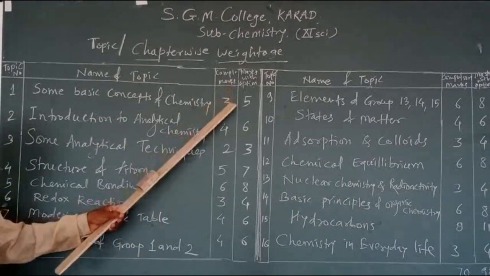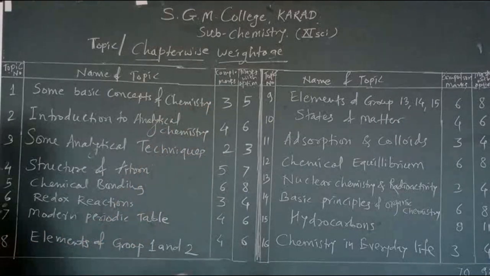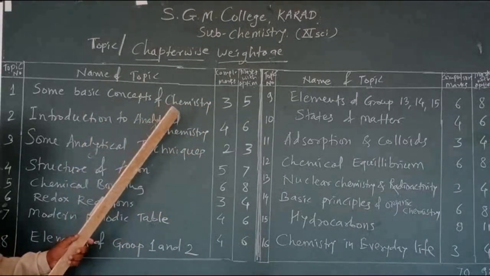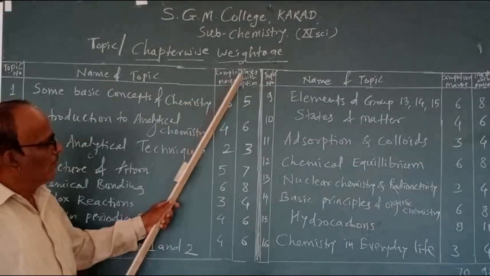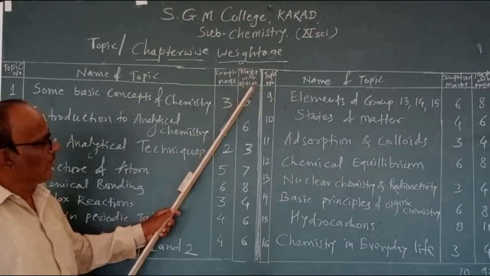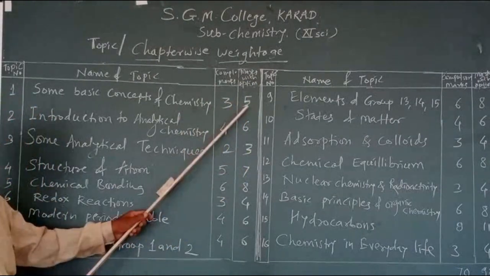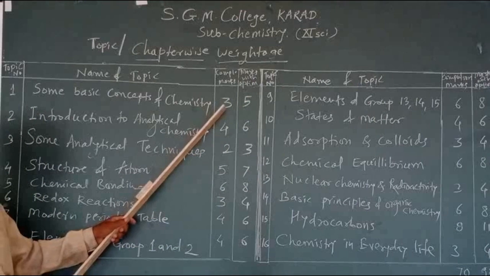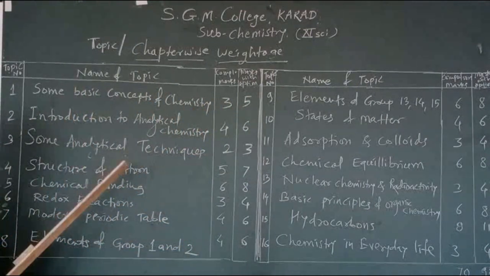This first column indicates the compulsory marks. Compulsory marks means we have to solve a 3 marks question compulsorily on these topics. And the second column is marks with option. There are 5 marks. So out of these 5 marks, we have to solve a 3 marks question. Those 3 marks are compulsory for the first topic.